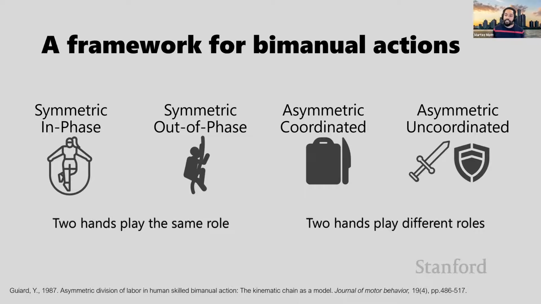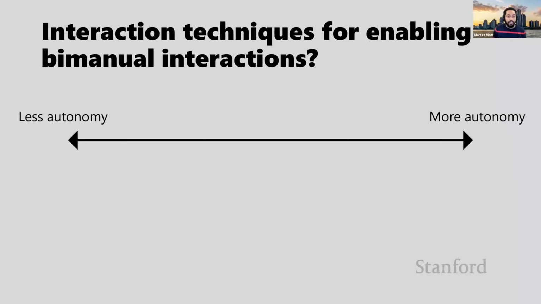And then you can think of asymmetric uncoordinated as two hands just doing two different things that are not coordinated with each other. In a gaming scenario, you hold a shield with your left hand and a sword with your right hand. In theory, you could bash in one direction with the shield while swiping with the sword. So there's really no way to identify what the two things are doing.